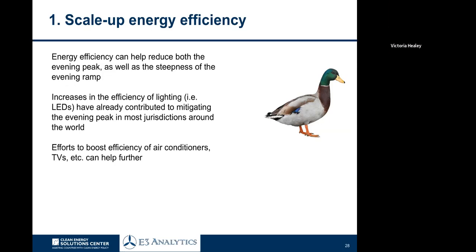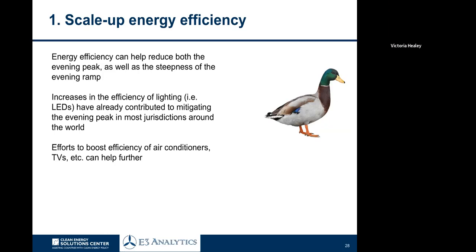So the first is to scale up energy efficiency. Energy efficiency can help reduce the evening peak as well as the steepness of the evening ramp. So the more efficient lighting is, for example, or the more efficient air conditioning is, then the less steep the ramp, because it's in those early evening hours when everybody comes home that all the air conditioning units go on and all the lighting goes on. If we could make those more efficient, then we could scale back the steepness and scale back the peak.